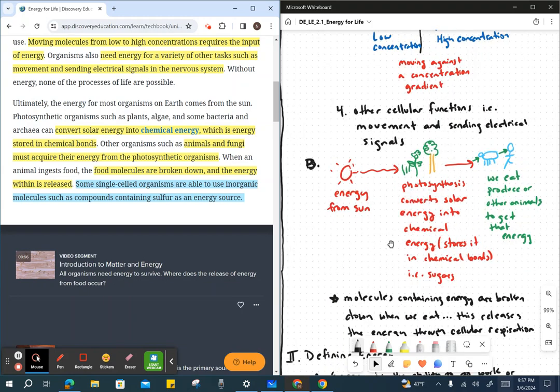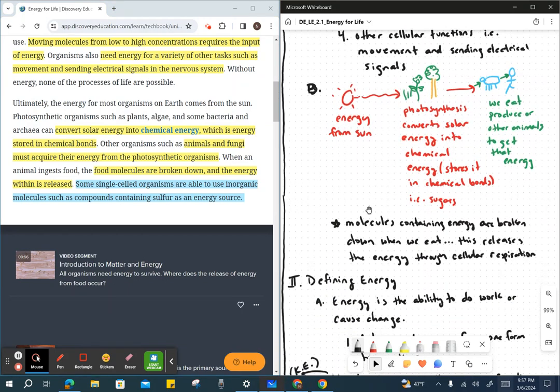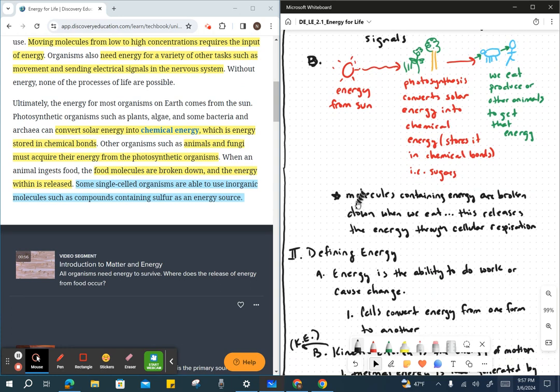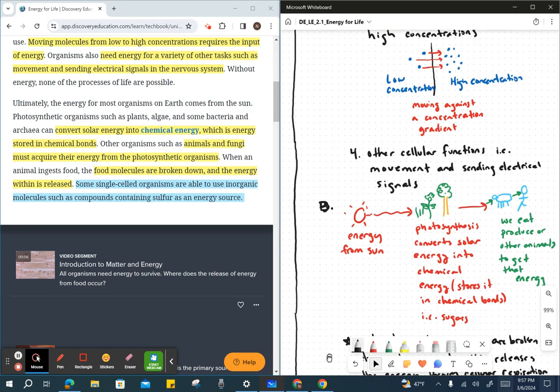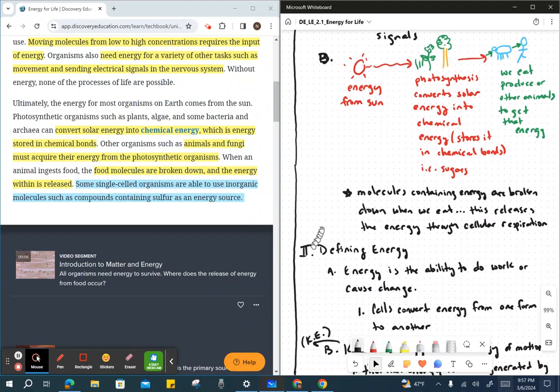All right, so kind of just continue to move on there. Molecules containing energy are broken down when we eat them. This is the process of cellular respiration. It's exactly the opposite of photosynthesis. In cellular respiration, you are taking the energies locked up in those chemical bonds and releasing that so that you can use it for other things. Those other things we already talked about at the beginning.